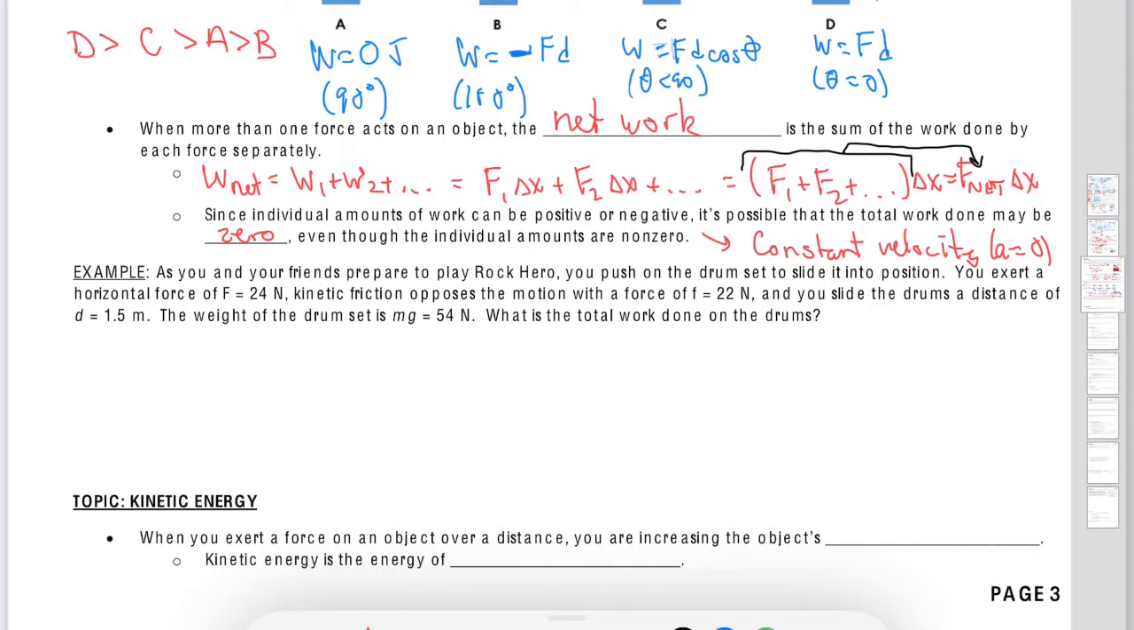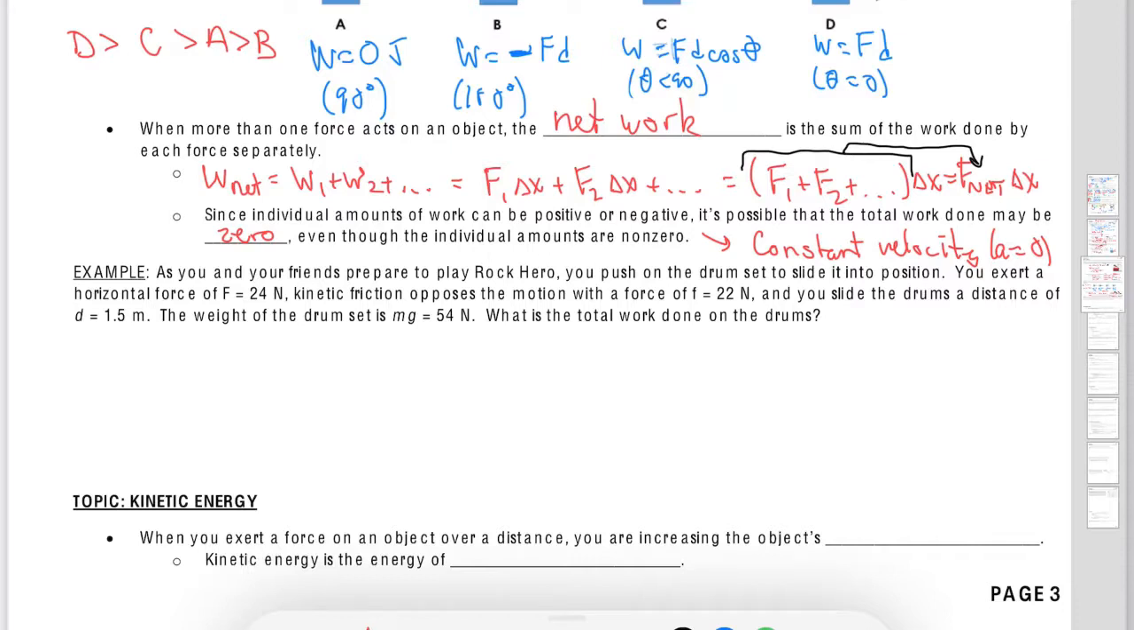It says, as your friends prepare to play Rock Hero, which is a combo of Rock Band and Guitar Hero, you push on the drum set to slide it into position. You exert a horizontal force F of 24 newtons, and kinetic friction opposes the motion with a force of 22 newtons. You slide the drums a distance of 1.5 meters. The weight of the drum set is 54 newtons. What is the total work done on the drums?